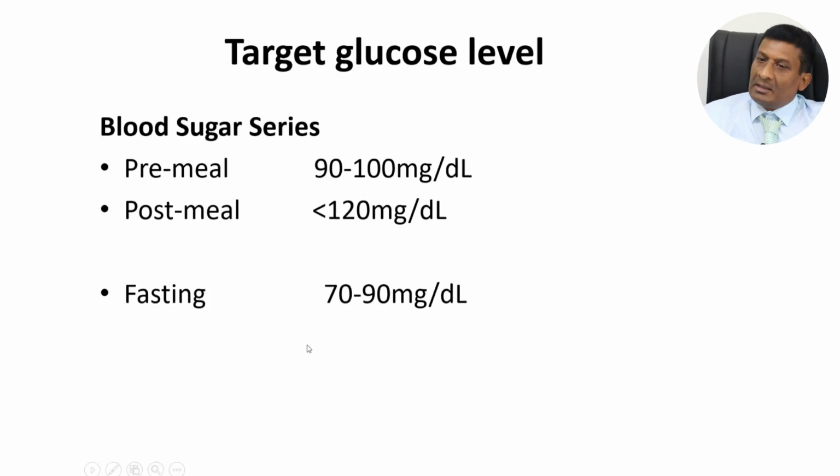As I mentioned earlier, fasting plasma glucose is not recommended by the College of Obstetricians and Gynecologists. However, the pre-meal for the breakfast, pre-breakfast is invariably a fasting one, and the fasting level should be interpreted as that. It should be between 70 to 90.